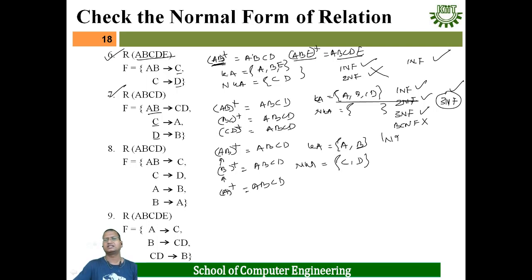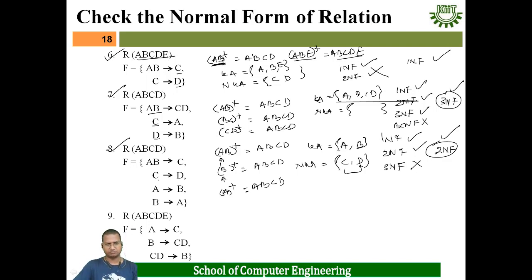Check for 1NF. Yes, it is in 1NF. Check for 2NF: is partial dependency present? A to B, B to A, AB to C. AB to C is not a partial dependency. That means it is in 2NF. Check for 3NF: is transitive dependency present? Yes, C to D is a transitive dependency. That means it is not in 3NF. The highest normal form of this relation will be 2NF. Now question number 8 is completed.